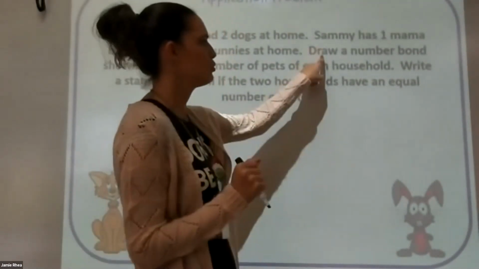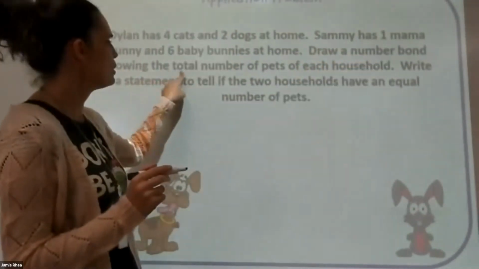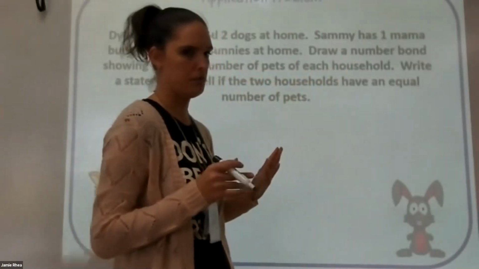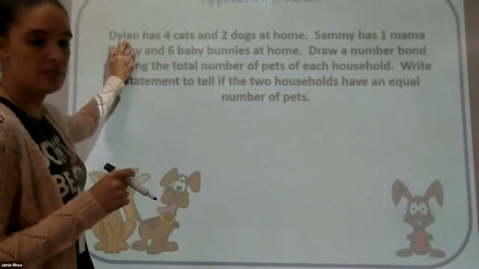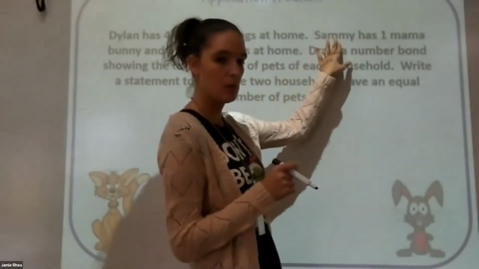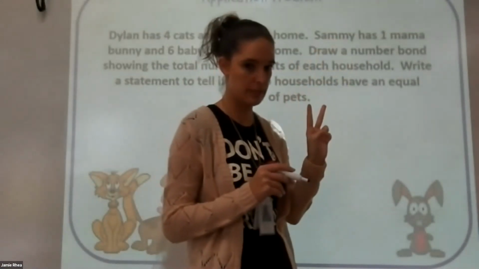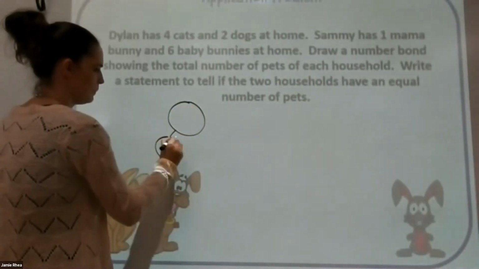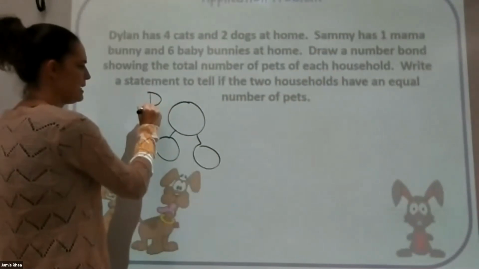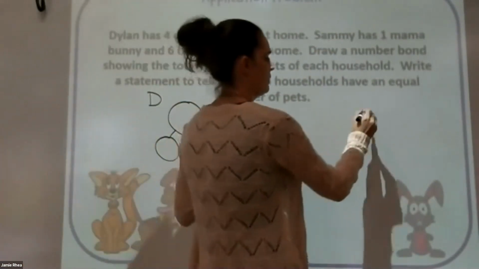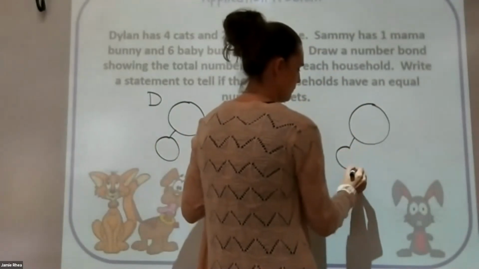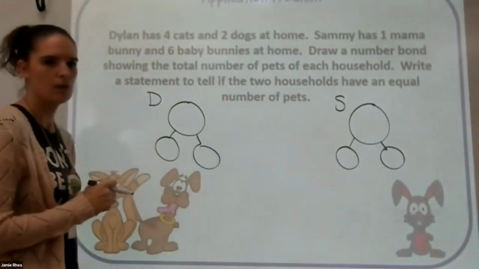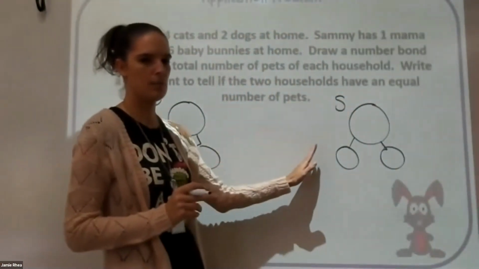So let's start here. Draw a number bond showing the total number of pets of each household. How many households do we have? We have Dylan, and we have Sammy. So we have 2 number bonds that we need to make, okay? So I'm gonna come over here and draw 1 number bond. I'm gonna label it a D for Dylan. I'm gonna come over here and draw my 2nd number bond. And I'm gonna label it S for Sammy. So now I have a number bond for Dylan, I have a number bond for Sammy.